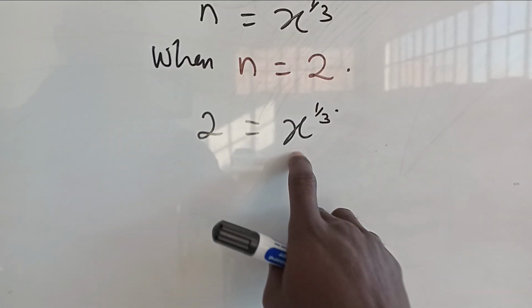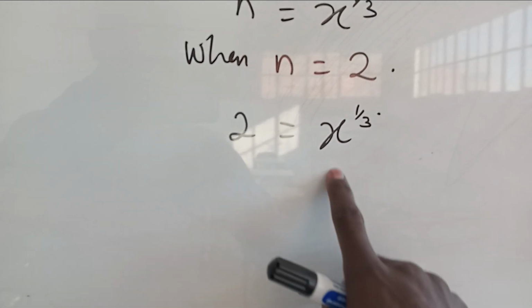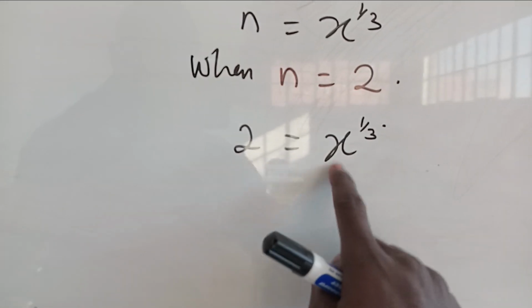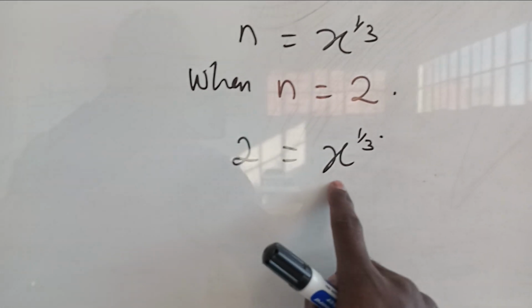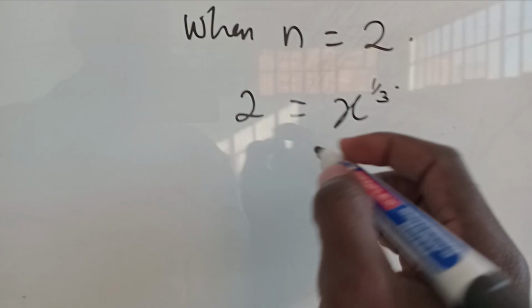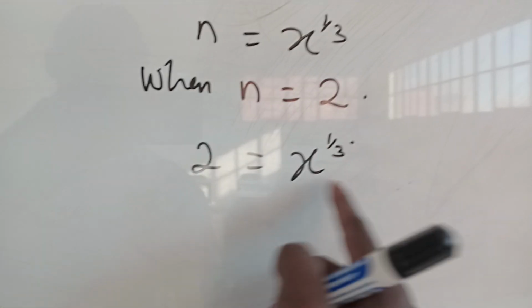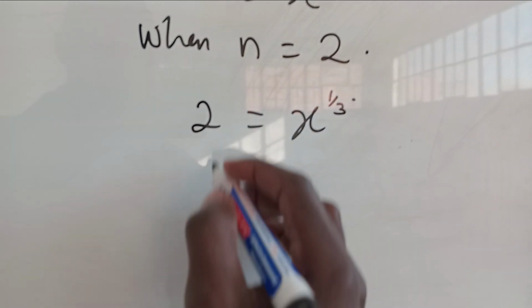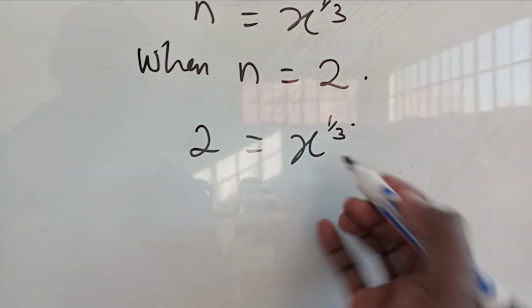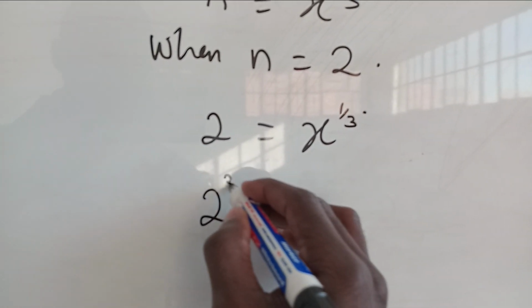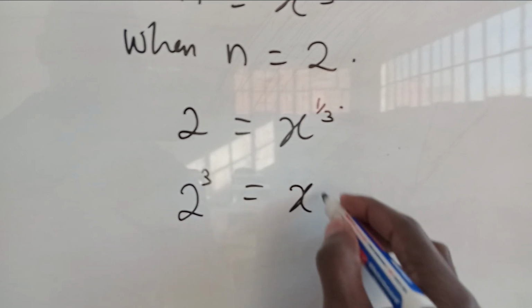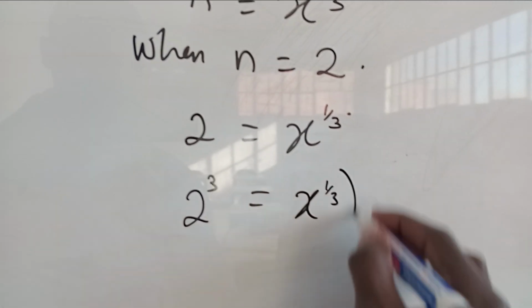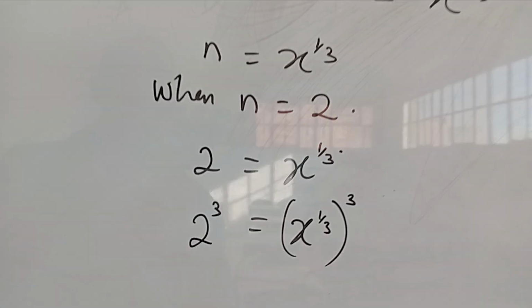So in order for us to find the value of x, if you remember the law of exponents, you need to multiply both sides by the power of 3. Just like we have 1 over 3 here, I have 2 raised to the power of 3 equals x raised to the power of 1 over 3, everything to the power of 3. You multiply the power by 3.